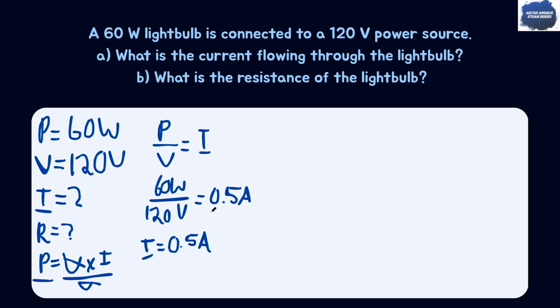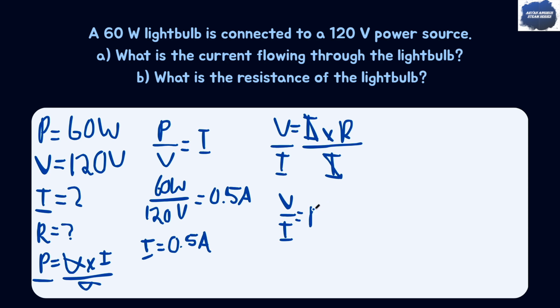Now we need to figure out resistance. For this, we'll be using Ohm's law. So write V equals I times R. And since we're not trying to find V, we're trying to find R, we divide everything by I. These two would cancel out, and you get the formula V divided by I equals R. There we go. Now all we need to do is plug in the values.